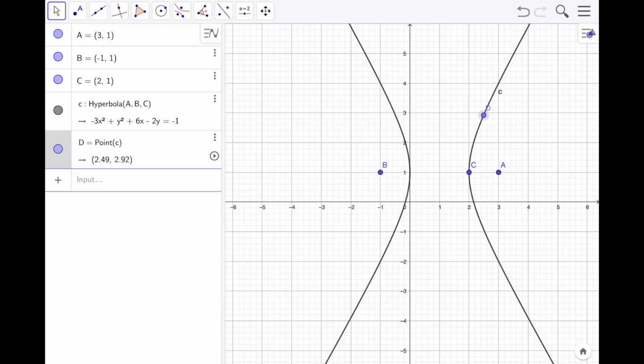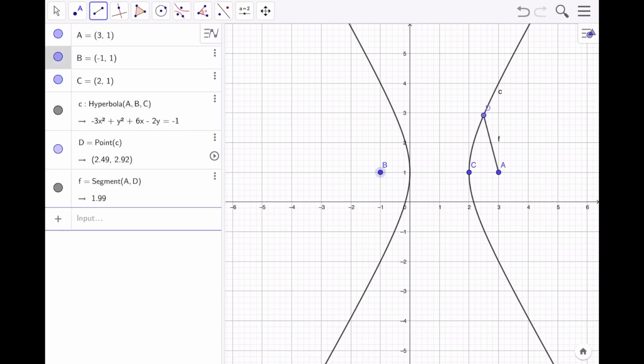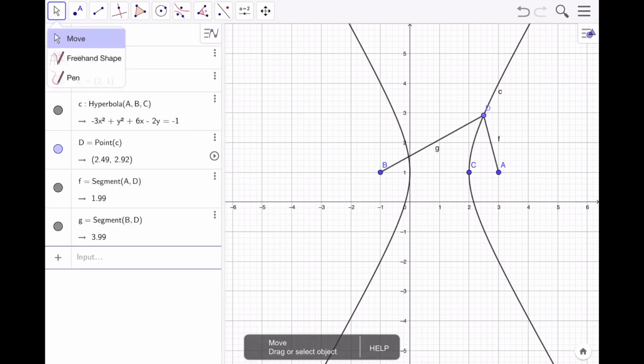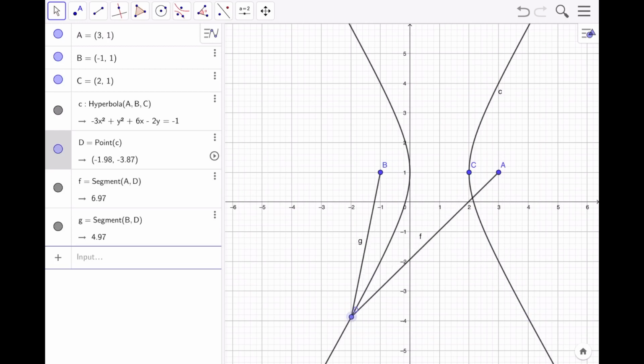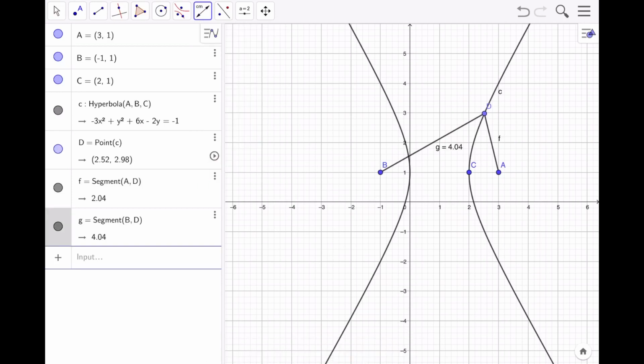All right, and I'm going to put a line segment from each focus to D. And again, I can move it around and they follow. Okay, and let's put up my measurements so we can see those measurements.